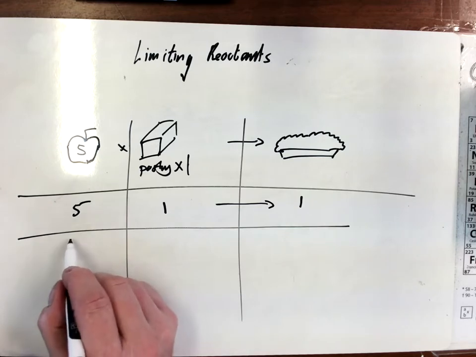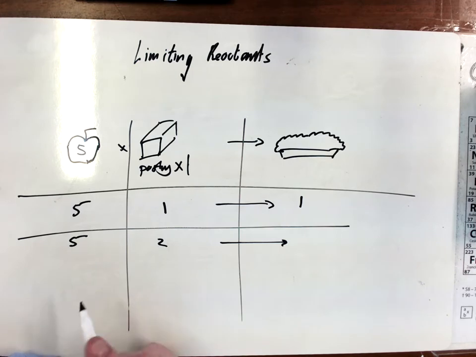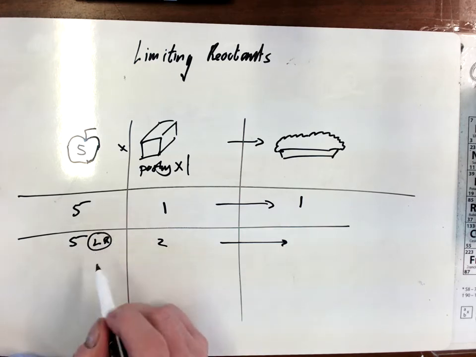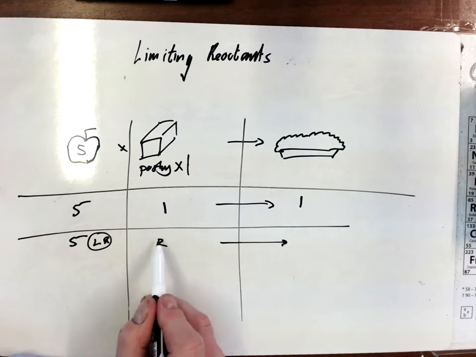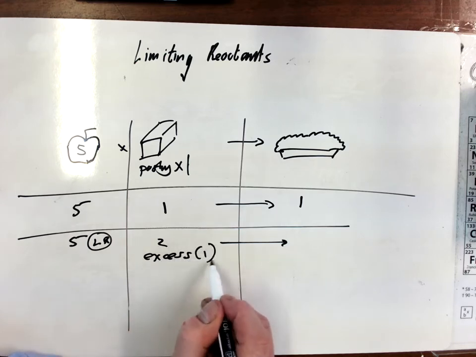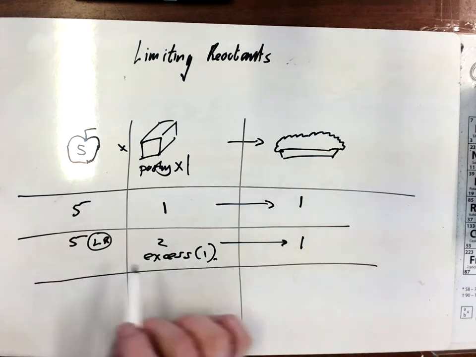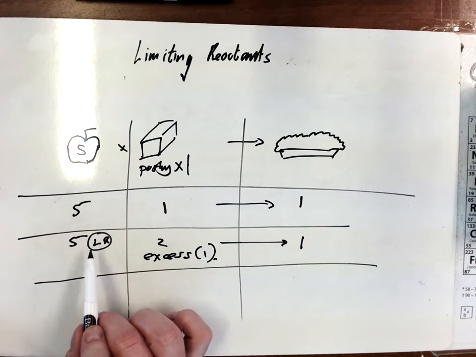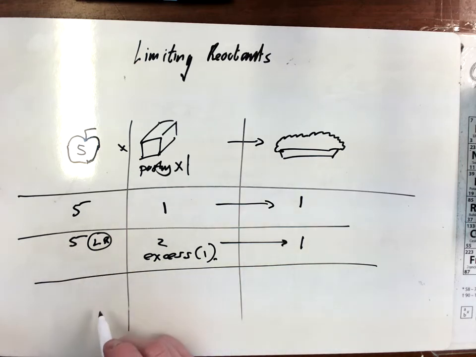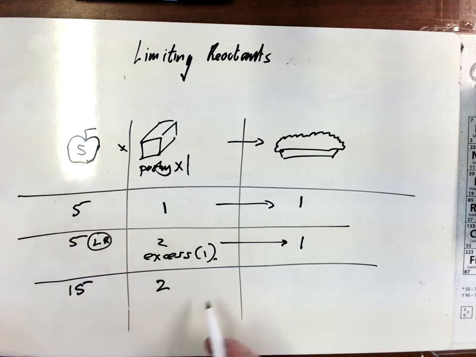Let's say I have 5 apples and 2 packets of pastry. How many apple pies can I make? Well, I'm limited by the number of apples that I have. I only have 5 apples. I may have 2 packets of pastry, but I'm going to have these in excess, and they're in excess by 1 packet of pastry, which is going to be left over, so I can still only make 1 apple pie. So my limiting reactant there, the one that controls how much product or apple pie I can make, is the 5 apples. Let's say then this time I have got 15 apples, and I've got 2 packets of pastry still.